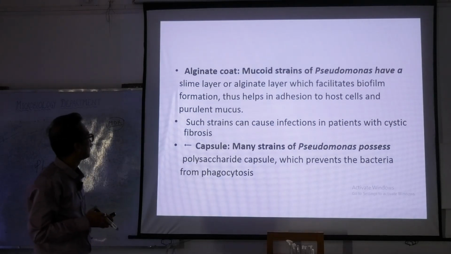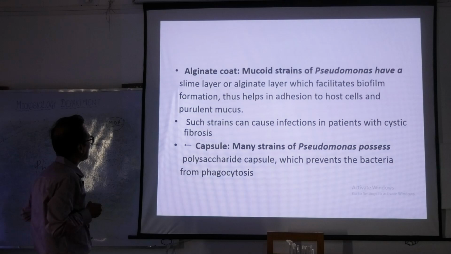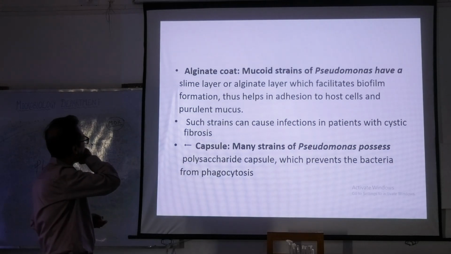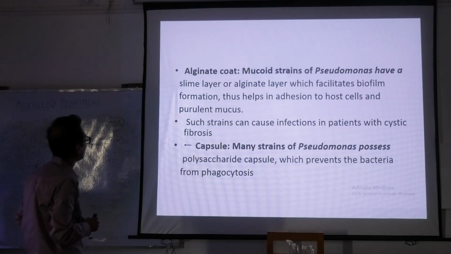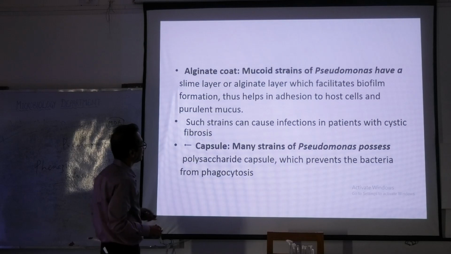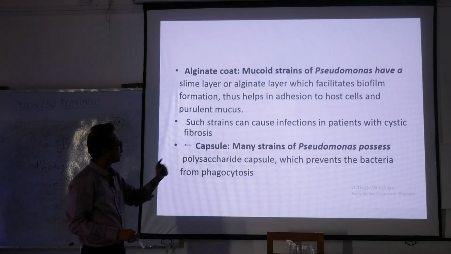Alginate coat. Mucoid strains of Pseudomonas have a slime layer or alginate layer of exopolysaccharides, which facilitates biofilm formation, thus helping in adhesion to the host cell and purulent mucus. Such strains can cause infection in patients with cystic fibrosis. Many strains of Pseudomonas possess a polysaccharide capsule.